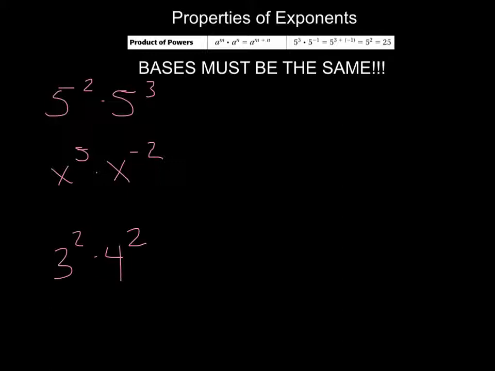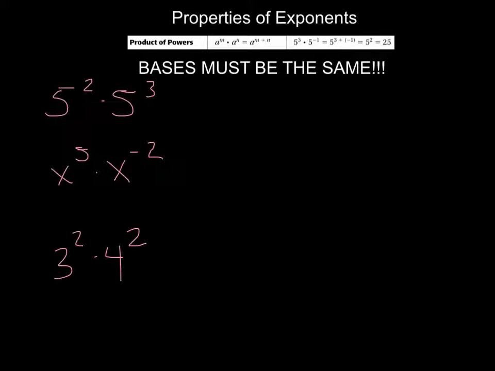Now for this property we need to keep in mind that our bases must be the same. So for our example here, we have base A times base A, so our property applies here. We have base 5 times base 5, so we can apply the property. Again, base 5, base 5, base X, base 3, base 4. No dice on the last problem. We cannot apply this property because these bases are different.